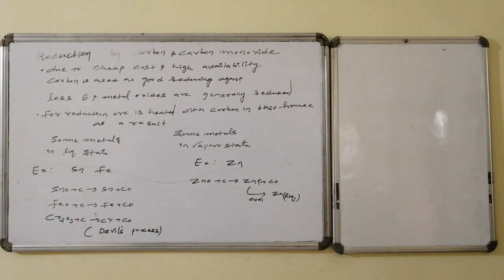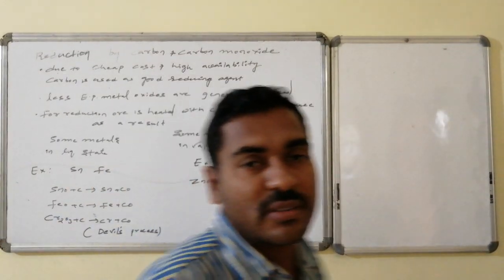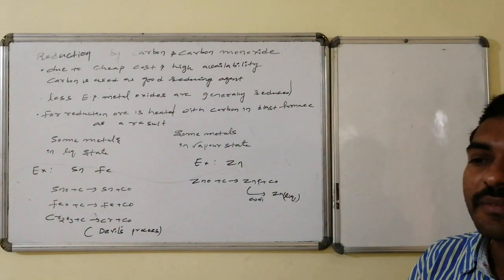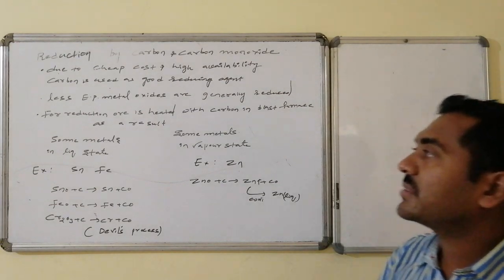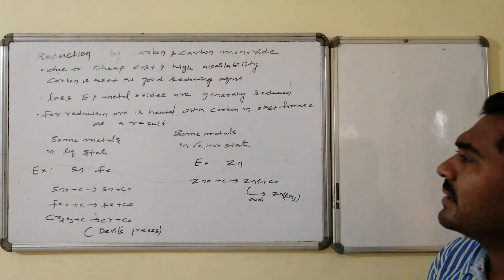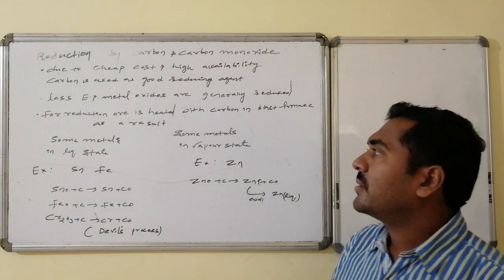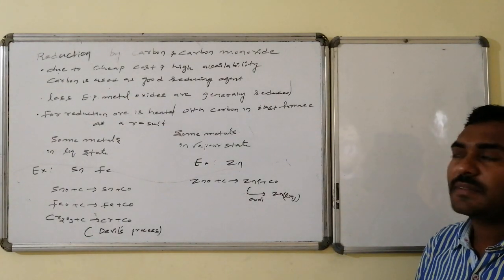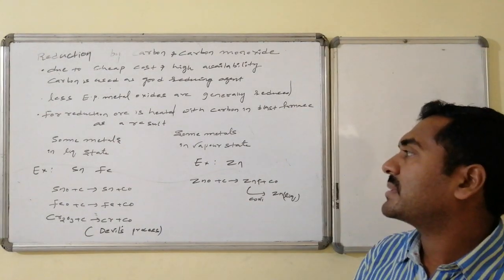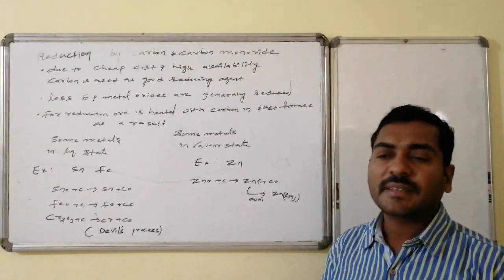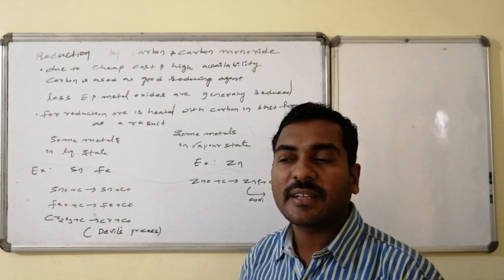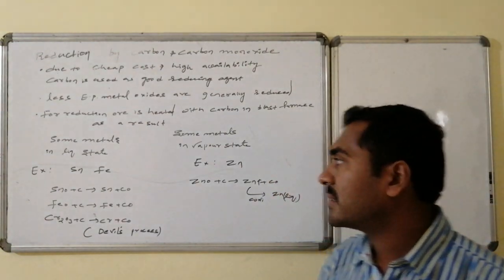Next is reduction by carbon as well as carbon monoxide. Due to its cheap cost as well as high availability, carbon is taken as a good reducing agent, and less electropositive metal oxides are generally reduced by carbon. For reduction, the ore is heated with carbon in the blast furnace. As a result of heating, some metals with higher melting points are reduced from metal oxide to metal and are present in the liquid state.